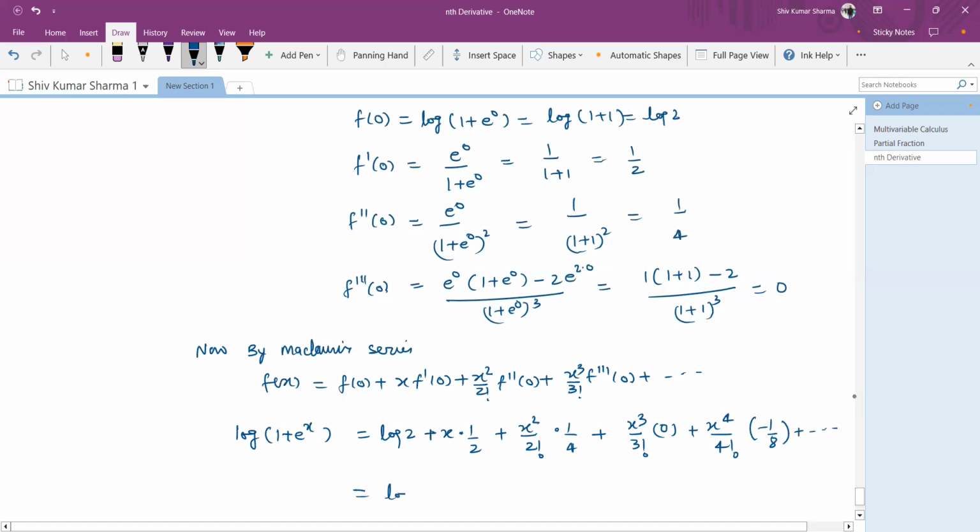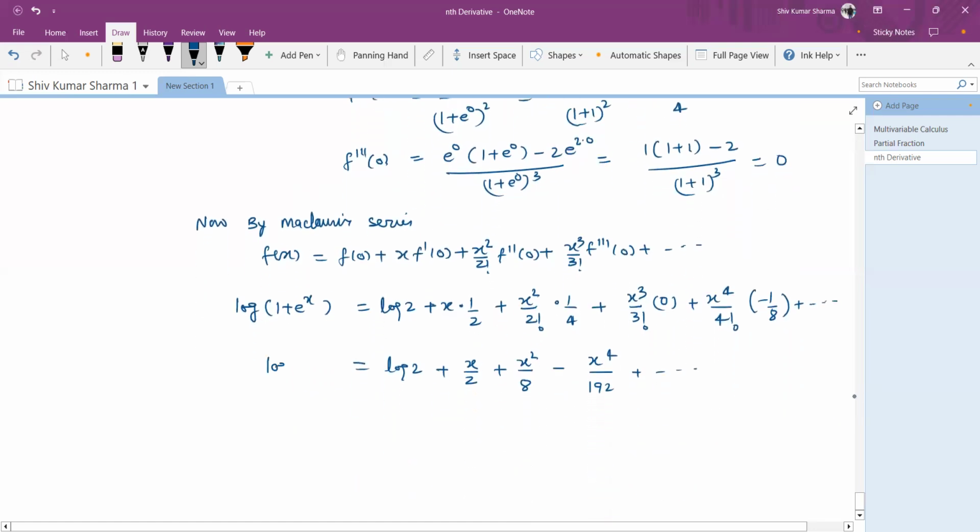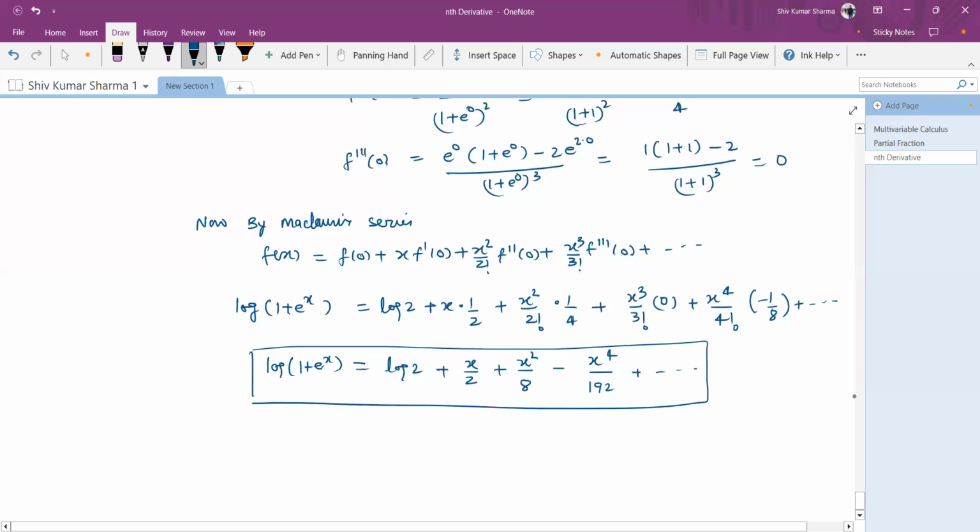So you write down this as log 2 plus x upon 2, since factorial 2 is 2, plus x square upon 8 minus, this term gives us x raised to the power 4 upon 192, plus and so on. So this is the expansion of log 1 plus e raised to the power x. Okay, hope you understand the Maclaurin series and related problems.